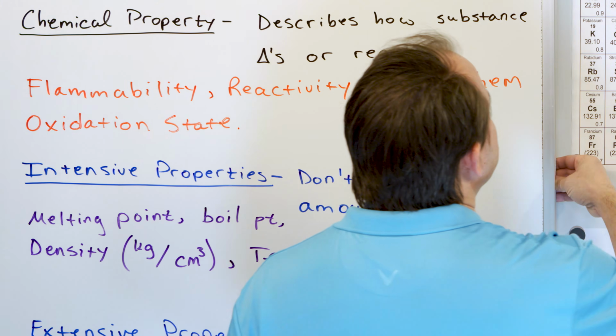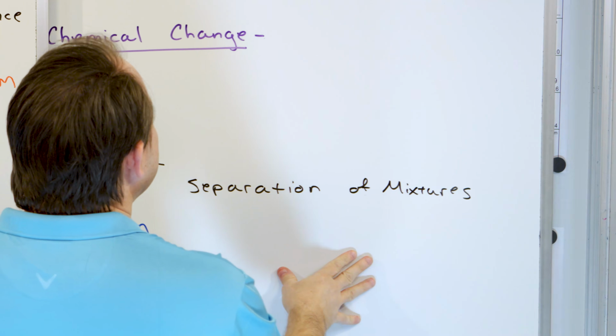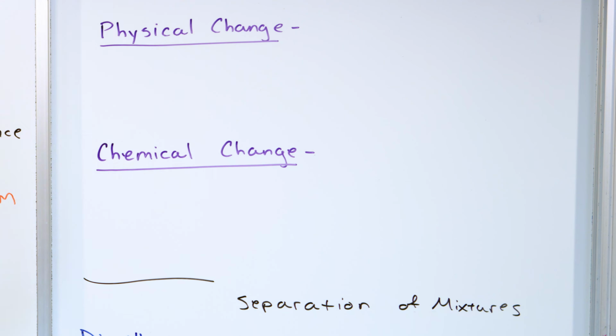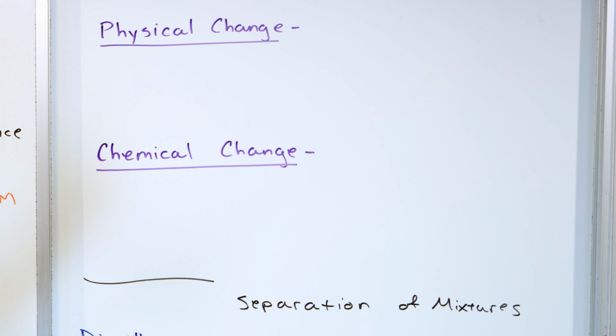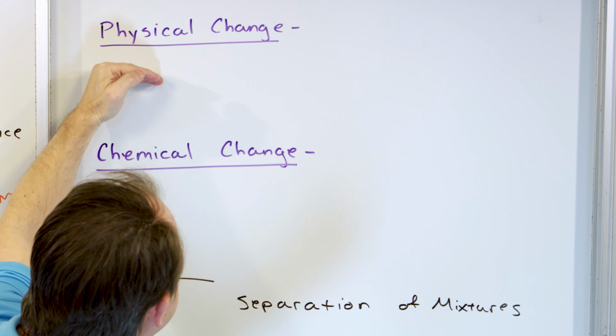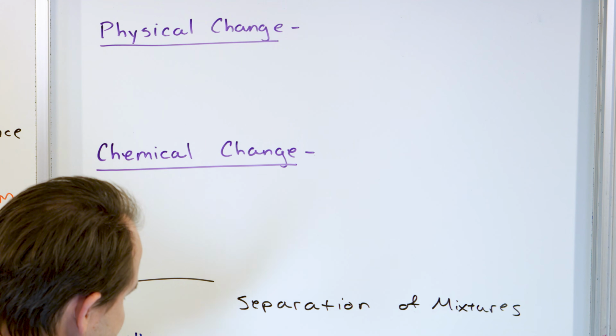All right, now we have a few more. Let's talk about physical changes and chemical changes. Notice I didn't even write a definition here, because I just want to jot down a few ideas. Now that you know what a physical property and a chemical property is, I bet you could guess what a physical change and a chemical change actually is.